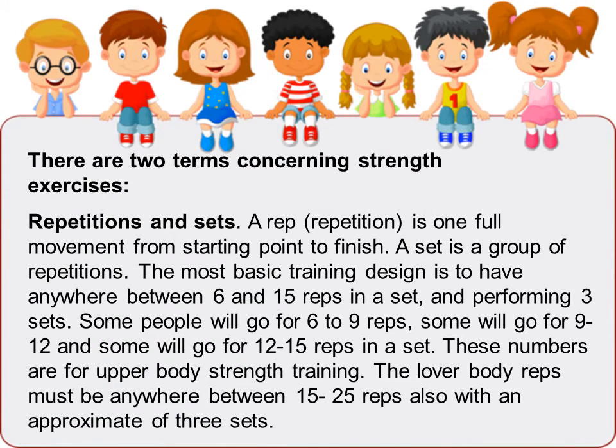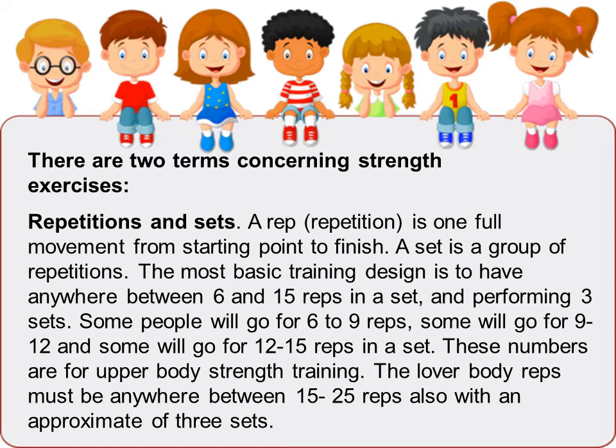So there are two terms concerning strength exercises. First, we have the repetitions and sets. A rep or a repetition is one full movement from starting point to finish. A set is a group of repetitions, and the most basic training design is to have anywhere between 6 and 15 repetitions in a set, in performing 3 sets.